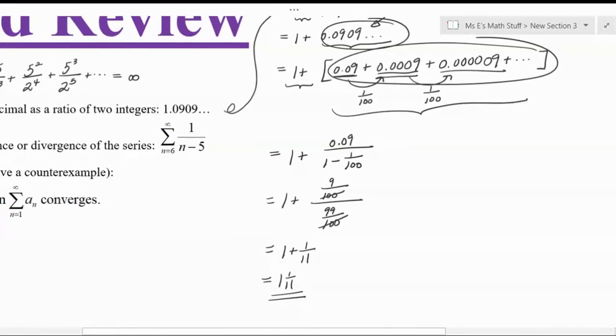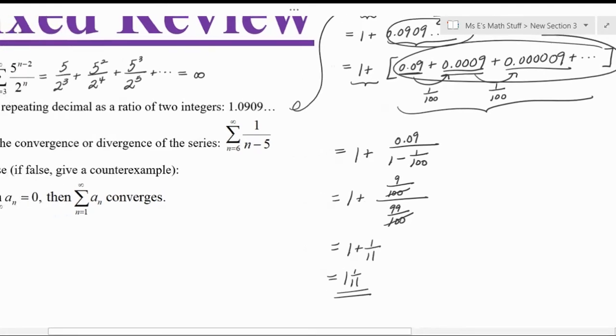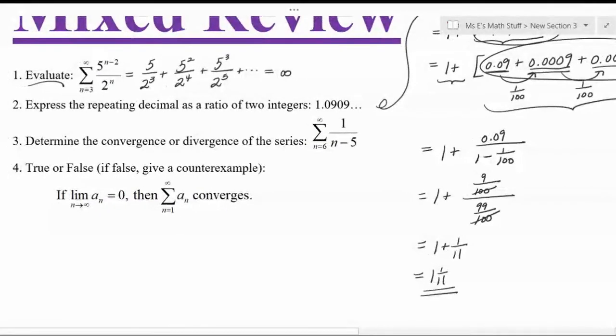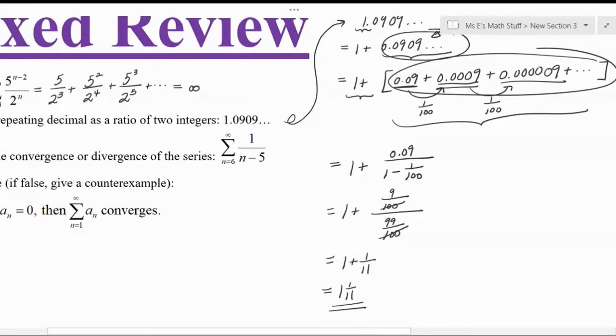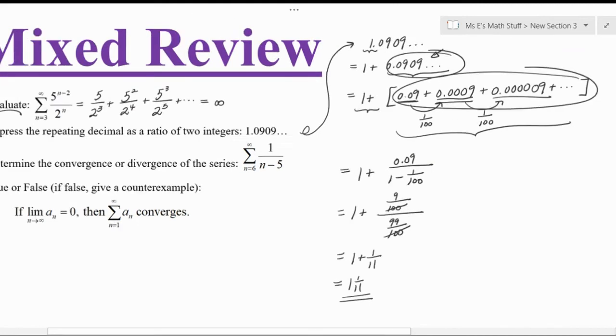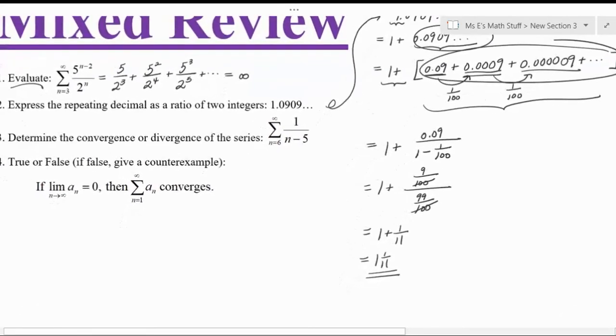Okay. And if you have a calculator handy, it wouldn't hurt to just take a second and do 1 plus 1 divided by 11, and then watch how fun the decimals look. There you go. Okay. All right, my friends. That's problem 2. So be prepared for that kind of move where you write a repeating piece as a geometric series and then use the sum formula for it, as long as your common ratio is between -1 and 1.